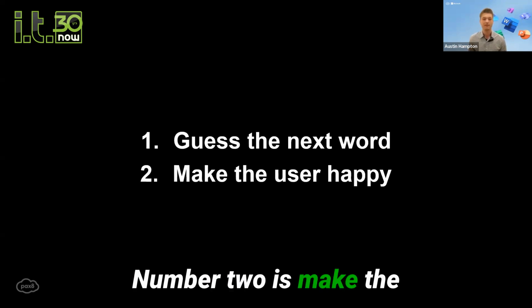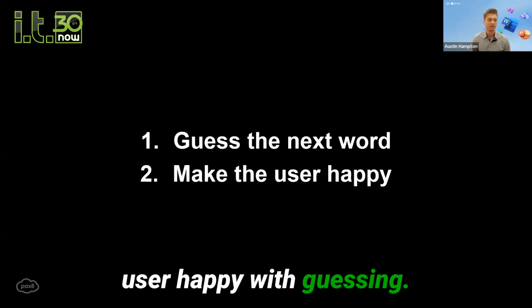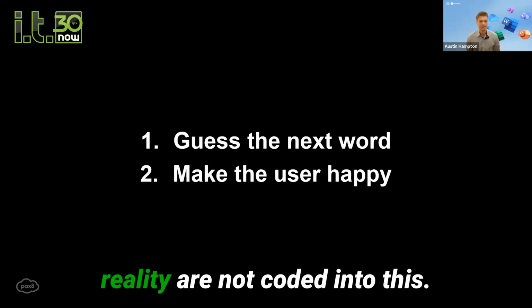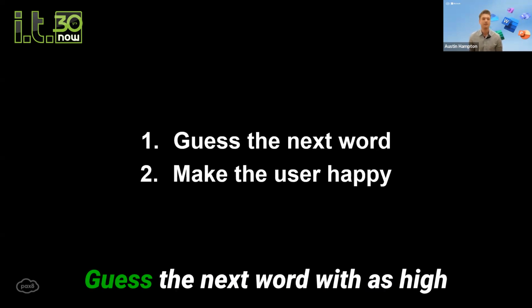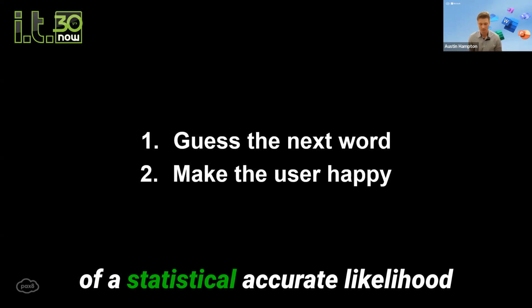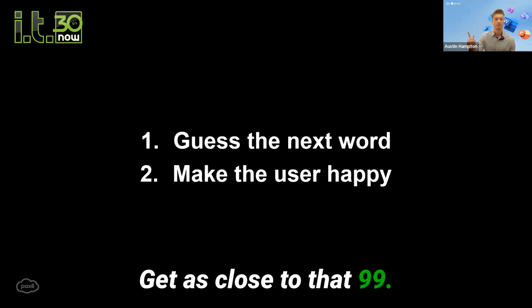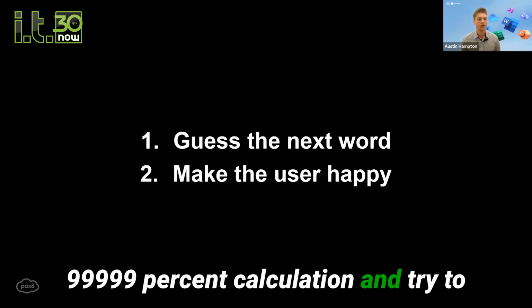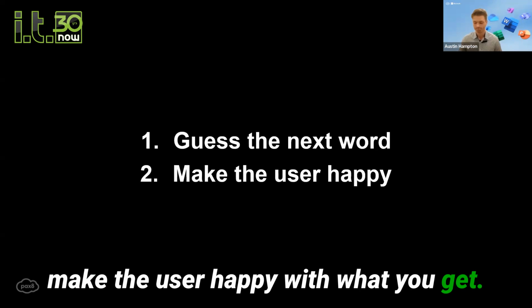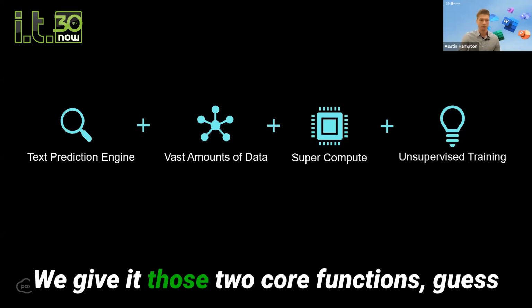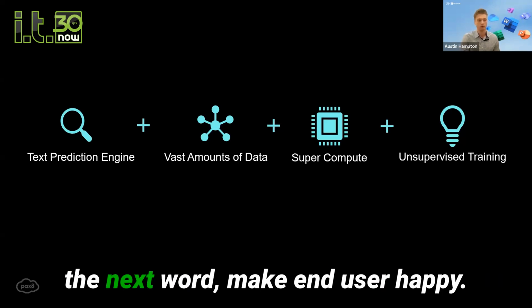Number 2 is make the user happy with the guess of the next word. I want to call out that truth, facts, and reality are not coded into this. It is 2 functions. Guess the next word with as high a statistical likelihood of accuracy as humanly possible, get as close to that 99.99999% calculation, and try to make the user happy with what you give. And so it turns out if we take a text prediction engine and give it those 2 core functions, guess the next word, make the end user happy.